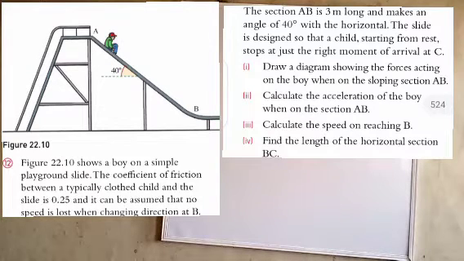2. Calculate the acceleration of the boy when on section AB. 3. Calculate the speed on reaching B. 4. Find the length of the horizontal section BC. 5. Find the speed on the horizontal section BC.